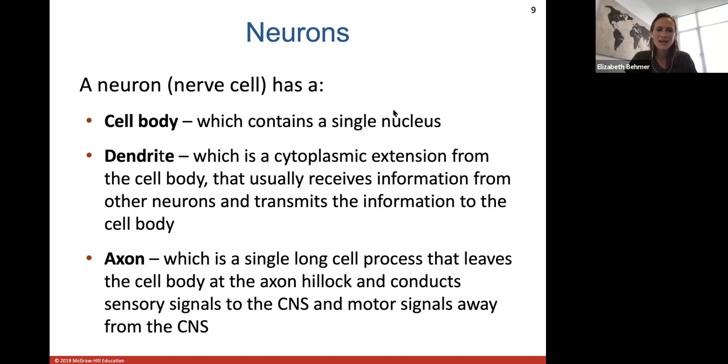It has a cell body, which contains one single nucleus. Usually it contains several dendrites, which are extensions from the cell body, so we call it a cytoplasmic extension. The dendrites are usually the parts that receive information from other neurons and then transmit the information to the cell body. And then the axon is usually a single long cell process that leaves the cell body at a place called the axon hillock. The axon hillock is just the place where the axon connects to the cell body and then conducts sensory signals to your central nervous system and motor signals away from the central nervous system.